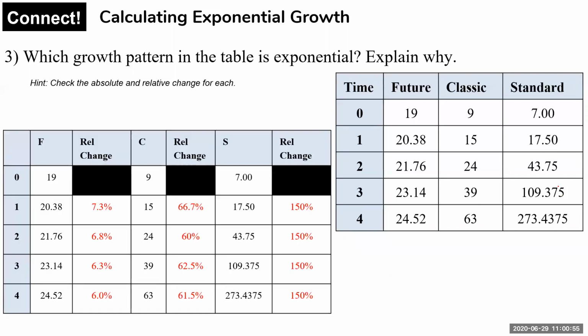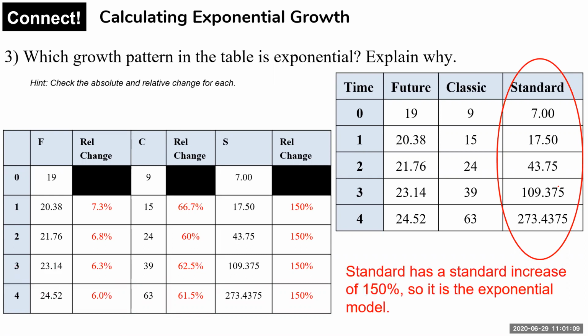So I'm going to pop this table up. I did this, found the relative change for each of them, and realized that the relative change for standard stays the same. So we say that standard has a standard increase of 150%. So it is the exponential model. This is coming from the fact that we have established that when relative change stays the same, we have an exponential model. So standard has an exponential model. As simple as that, period. Okay, awesome. Can we go to the next?